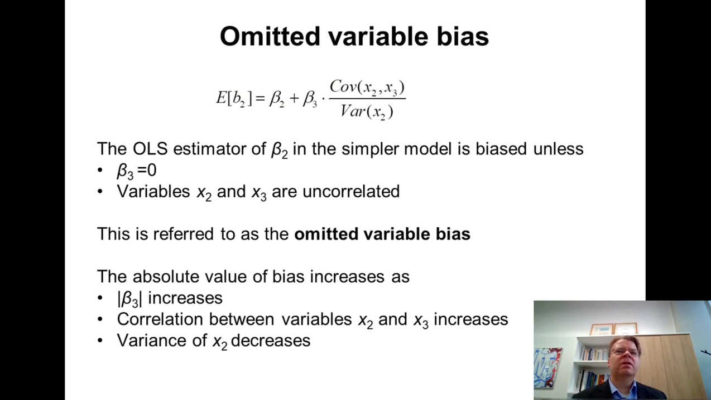So if we have some uncorrelated variable that should be in the model, then we can harmlessly exclude it without any bias. But if we leave out some explanatory variable which correlates with our x2, then we have potentially omitted variable bias. And we see from this formula that this bias increases if the absolute value of the coefficient beta 3 increases, namely the more important the omitted variable would be in the true regression equation. And also, the higher the correlation between x2 and x3, the larger the bias. On the other hand, the variance of x2 can help to dampen this bias. So the larger the variance of x2, the proportionately smaller the bias.